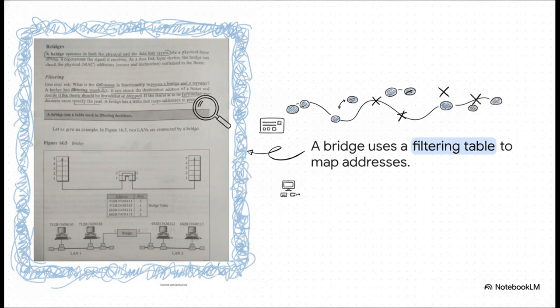By looking at the destination MAC address, that unique physical address burned right into your network card, a bridge actually builds a little table. It learns which side of the bridge a specific computer lives on. So if computer A talks to computer B and they're on the same side, the bridge just blocks that traffic from crossing over. It smartly keeps local conversations local, completely saving the broader network from all that unnecessary congestion.